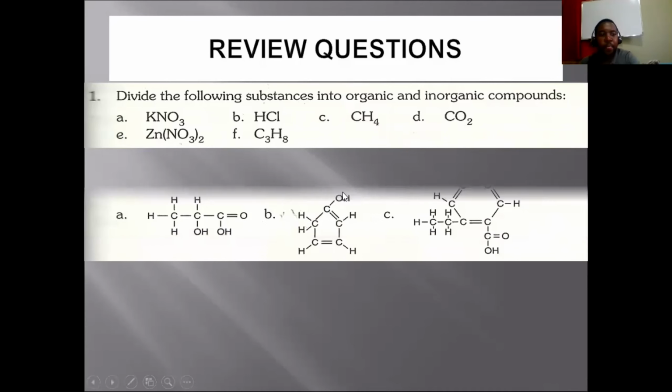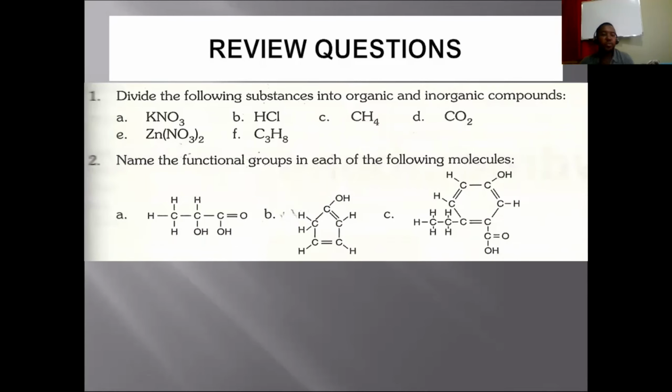All right, great. Question 2, name the functional groups in each of the following molecules. A, what functional group does A have? Carboxylic acid, great, because it has a COOH at the end right here. So that's the functional group of a carboxylic acid. B, what functional group is present? Alcohol, great, because at the top there we see there is an OH bonded to a carbon. And then C, what will C be?